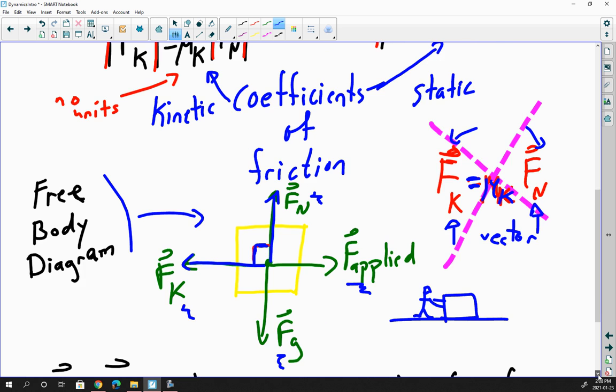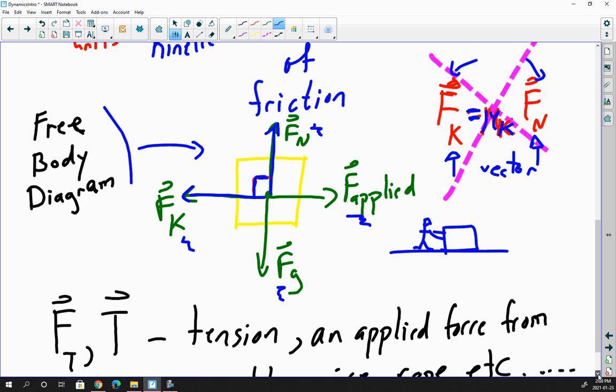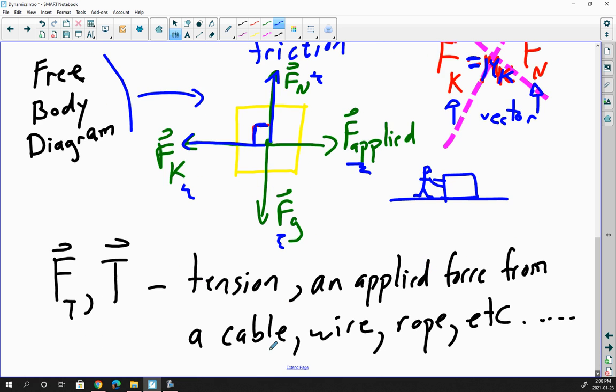What other forces did we look at in grade 11? Well, there's Ft, sometimes just written as T as a vector. Tension, a force from a cable or a wire or a rope. You're pulling something using a wire. When that is involved, we call the force that's transmitted through that wire, rope, or cable, tension.